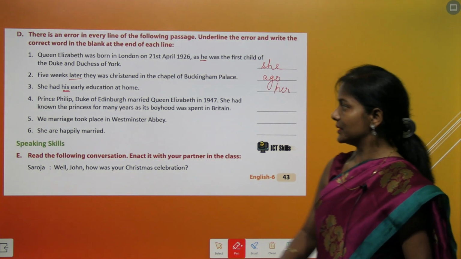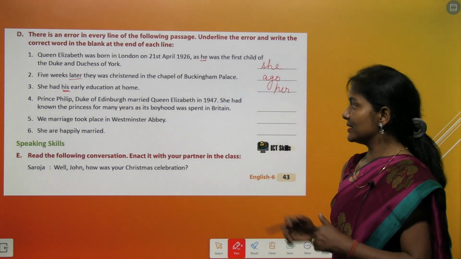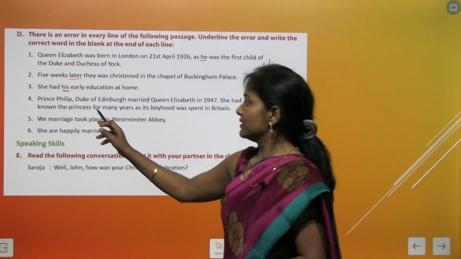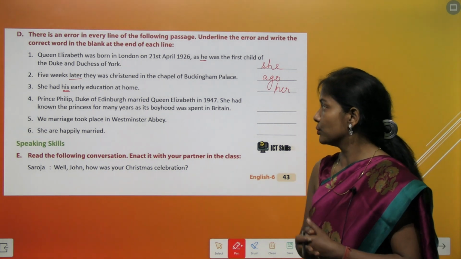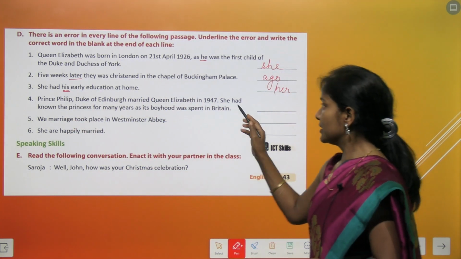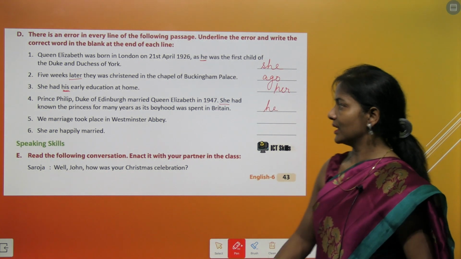She had her. Prince Philip, Duke of Edinburgh, married Queen Elizabeth in 1947. She had known the princess for many years as its boyhood was spent in Britain. Again, we are talking about Prince Philip. So how can we write she? We have to write he here.